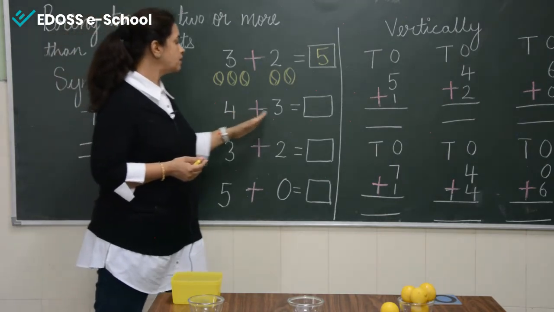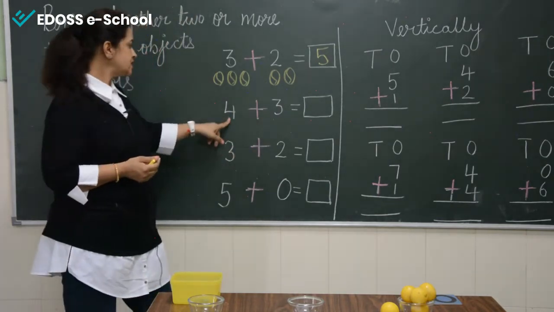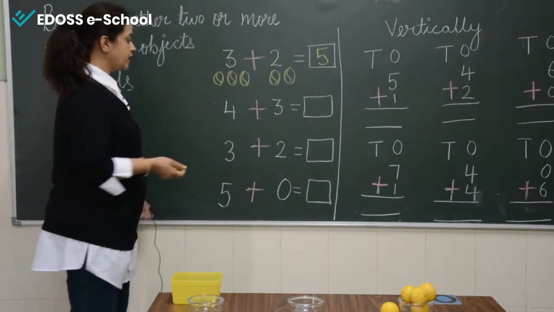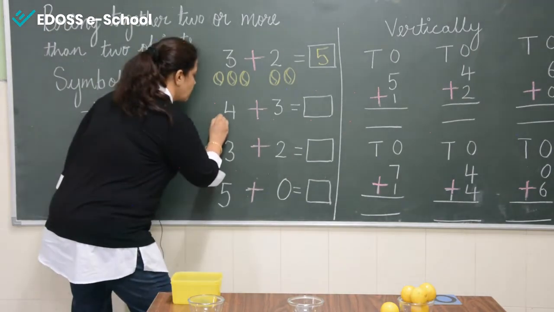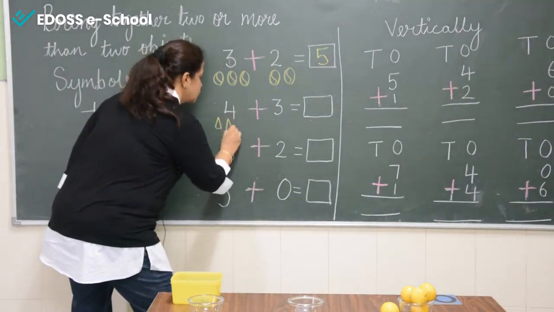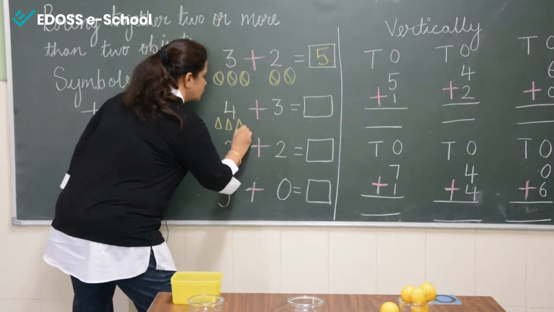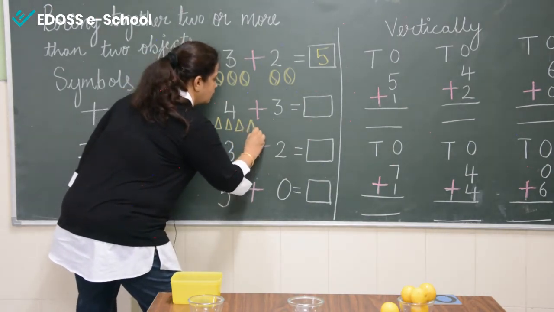This is 4 plus 3. So what is this number? 4. So we can draw 4 triangles. 1, 2, 3 and 4.